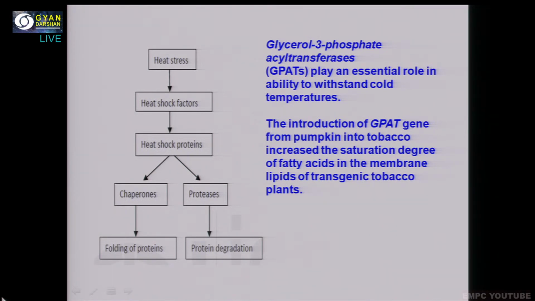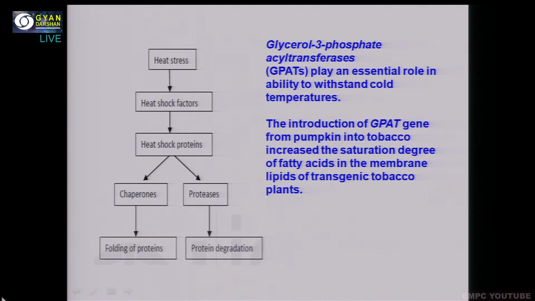Now, if there is a high temperature stress, then you can go for the overexpression of the heat shock proteins, which normally act as the chaperones, and their main task is to prevent the denaturation of the endogenous proteins. So you can go for the overexpression of any of the heat shock proteins.